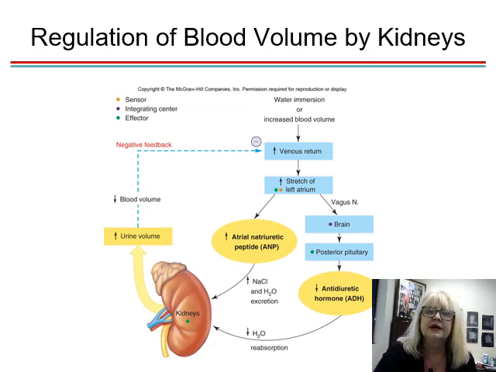So the stimulation of stretch receptors in the left atrium causes secretion of the atrial natriuretic peptide, ANP, which increases urinary excretion of salt and water. And at the same time, stimulation of these stretch receptors leads to decreased antidiuretic hormone, ADH, secretion. And because ADH stimulates the kidneys to reabsorb and retain water, a fall in ADH works together with the increased ANP to increase the urine volume. So this maintains homeostasis by lowering the blood volume and the venous return.